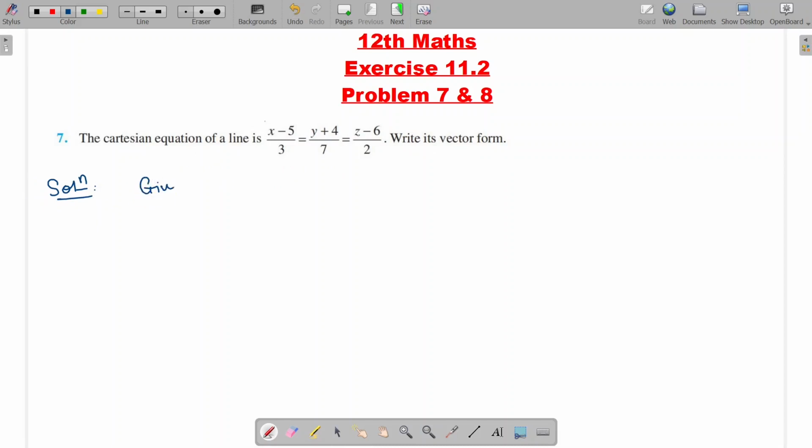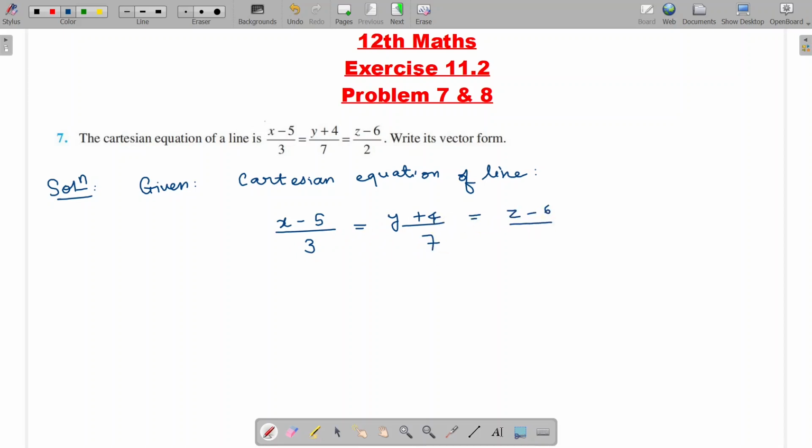So given is the Cartesian equation of line as (x minus 5) divided by 3 equal to (y plus 4) divided by 7 equal to (z minus 6) divided by 2.